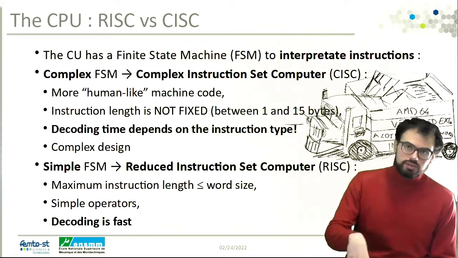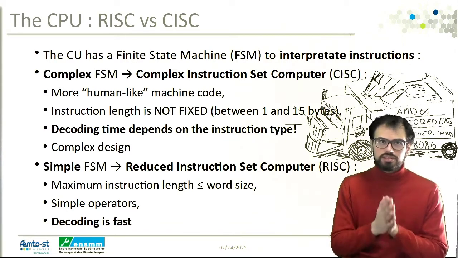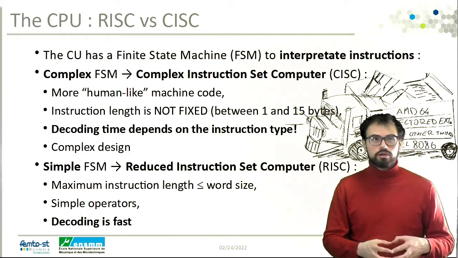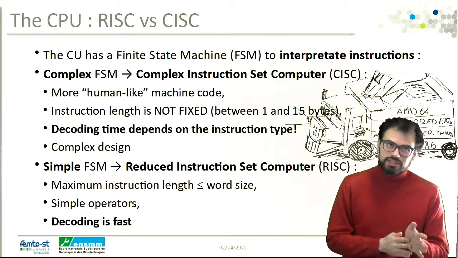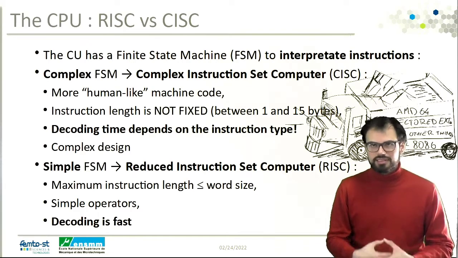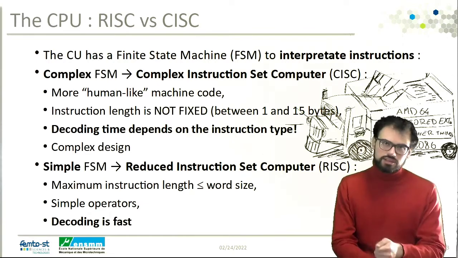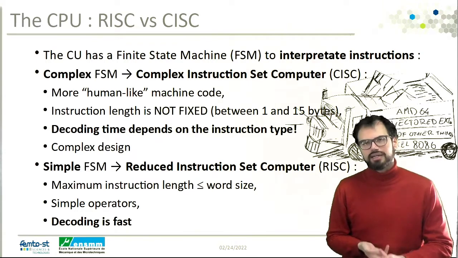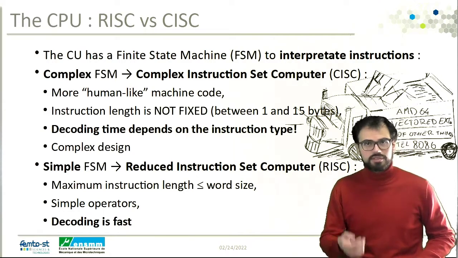We have two types of CPUs. In fact, a CPU is a finite state machine, of course, that can be complex or very simple. It is a complex FSM if it is a CISC device, a CISC CPU, complex instruction set computer. In this case, both the time to perform an instruction and the time to decode an instruction is not the same. It is not always the same, it's not fixed.